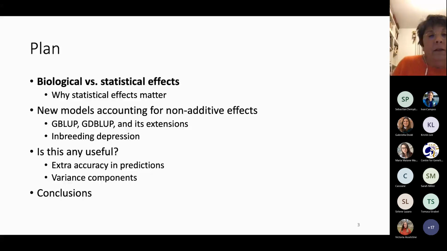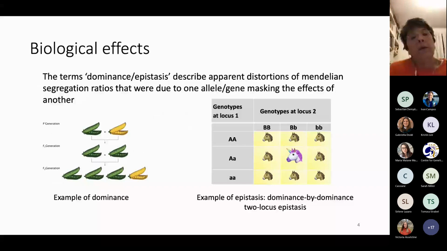In the first part, if we talk about these biological effects, we can say that dominance and epistasis describe apparent distortion of Mendelian segregation ratios. And we have that because one allele or gene masks the effects of another one. You have a very well-known example about dominance, and then a small example where we have two loci, A and B, and for being a unicorn, we need a dominance by dominance two-locus epistasis effect.